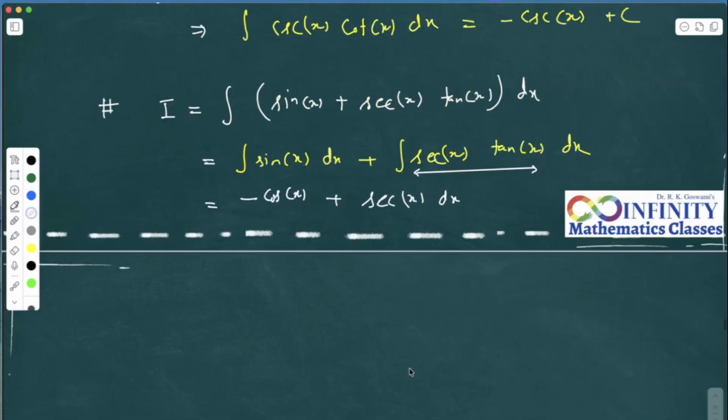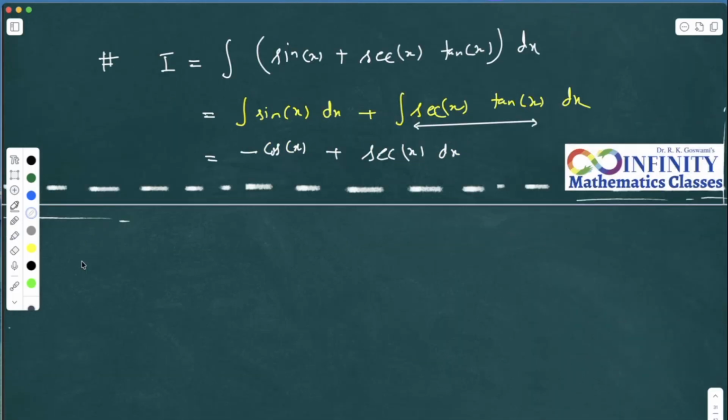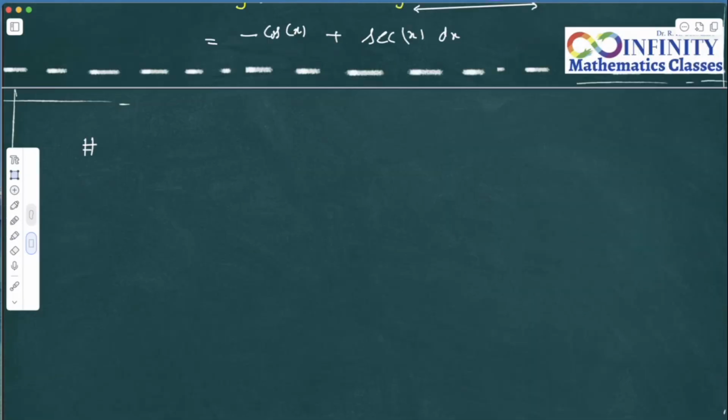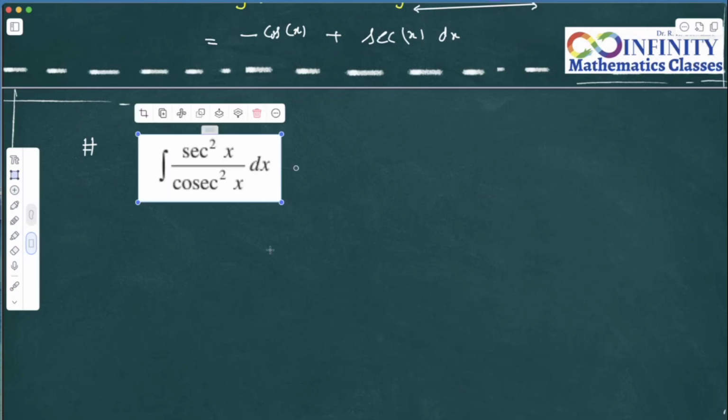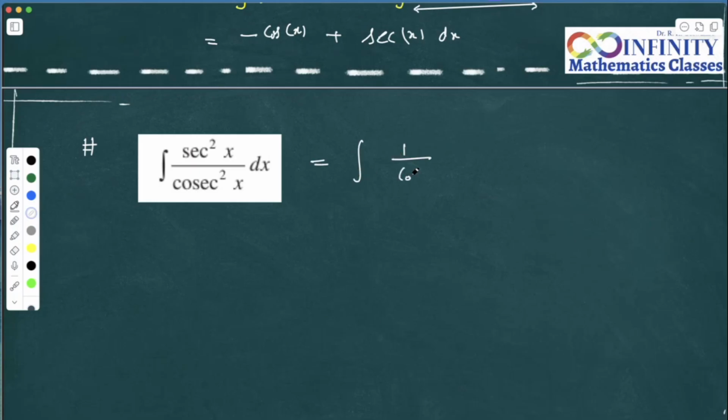No, no. Perfectly okay. Another question based on the same. For that, I'm pasting a question for you. This is going to be a question based on the technique we have learned till now. It is secant square x divided by cosecant square x. Again, we do not know the answer exactly, but yes, we can simplify them. Secant square is 1 over cos square x. Am I right?